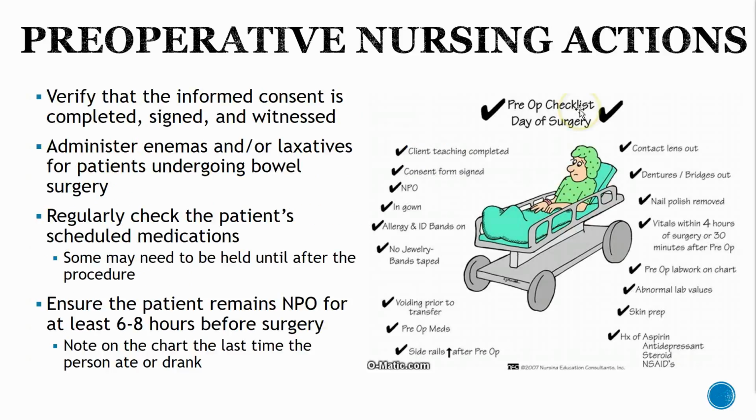So this little picture just shows you all the things the nurse is responsible for prior to surgery. So make sure that patient teaching is done, make sure the consent form is signed. Our patient needs to be in a gown with allergy and ID bands on. Their contacts and their dentures should be out. Their nail polish should be removed, and they shouldn't be wearing any jewelry. It's also really important to ensure that that patient has maintained NPO status and that all lab data has been reviewed. You'll also want to verify which meds the patient can receive and then which ones need to be held until after the procedure.